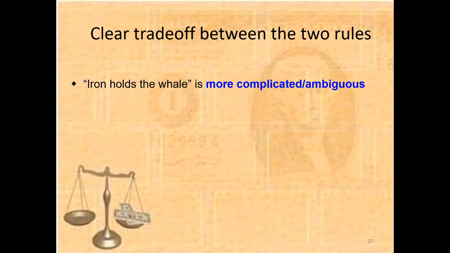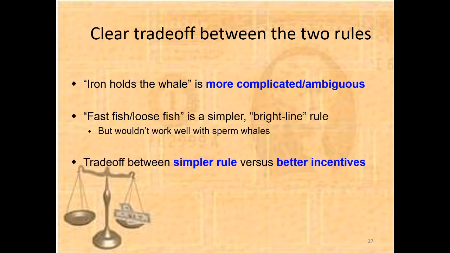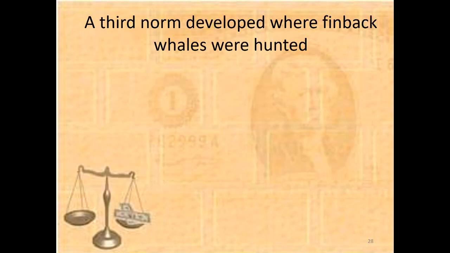There is a clear trade-off between the two rules. Iron holds the whale is more complicated and ambiguous, whereas fast fish, loose fish is a simpler, bright line rule. But it wouldn't work well with the sperm whale, because it fights and you will be dead and you won't get it either. So a trade-off between a simpler rule and a better incentive rule emerged in that context. A simpler rule is easy to implement and fewer disputes arise, but a more complicated rule might be able to provide better incentive and better resolution of litigation or whatever dispute.